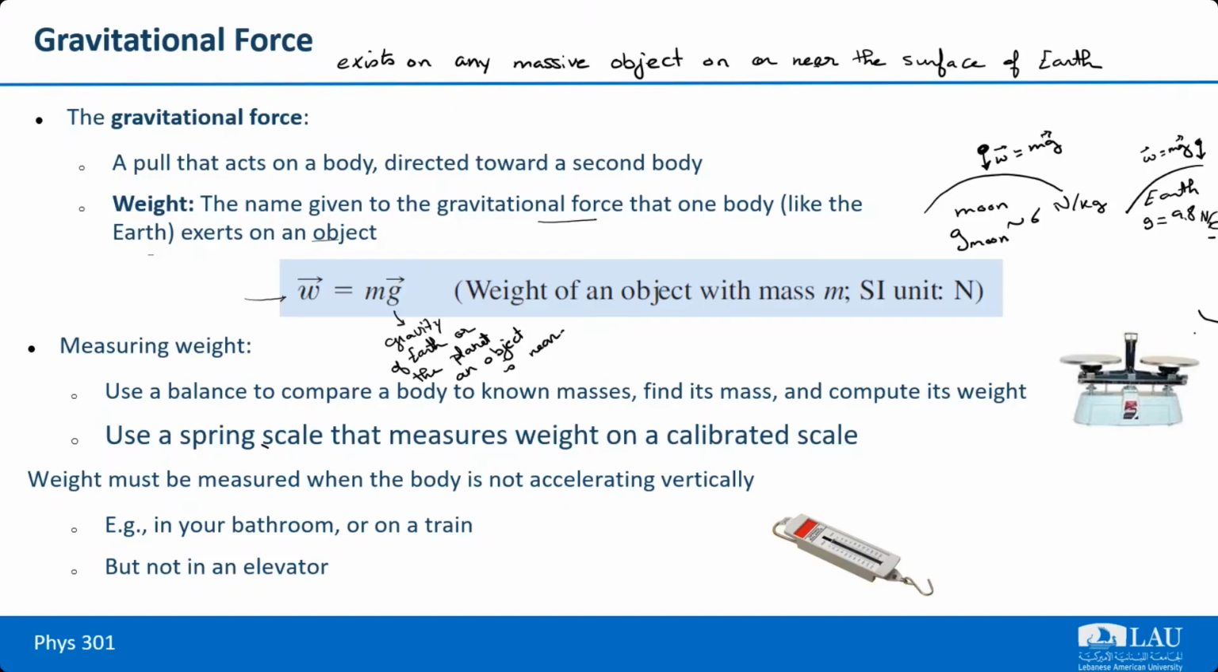So this is our formula. M is the mass of the object in kilograms. G is the gravity of Earth or the planet we're interested in. One thing I should also add is weight is always exerted vertically. Or we can say it's towards the center of Earth or the planet.